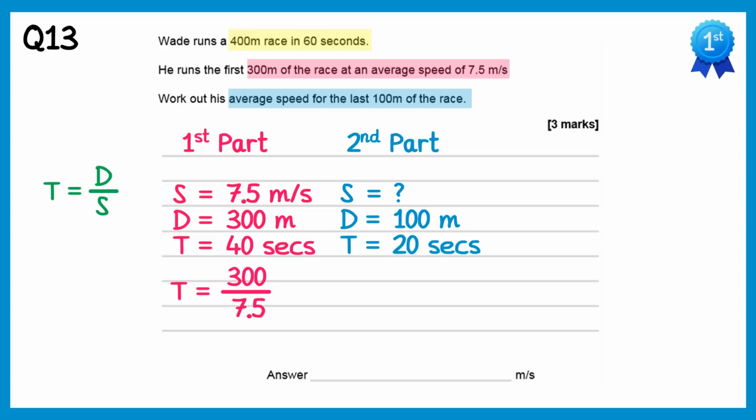So we're left with the speed for the second part. The formula for speed is distance divided by time. The distance in the second part is 100, and the time is 20 seconds. So 100 divided by 20 is 5 meters per second, and that's the answer to the question.